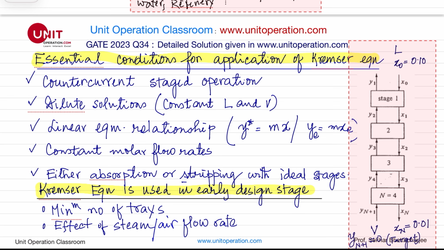Why is it important? The Kremser equation is used in the early design stage, just to see what the minimum number of trays will be, maybe for costing purposes or at the initial feasibility stage, and what the effect of the steam and air flow rate is on the total number of stages in the operations.